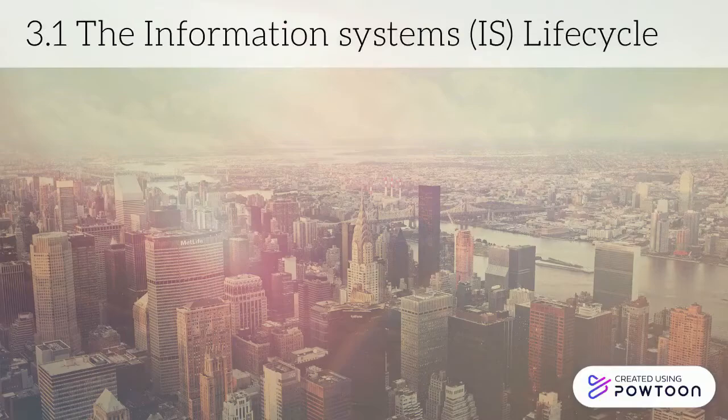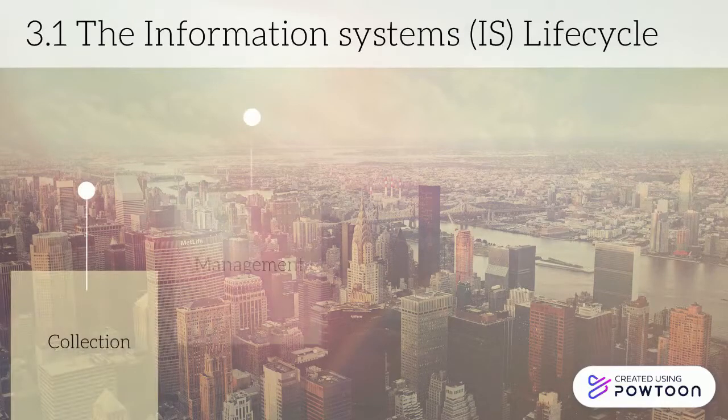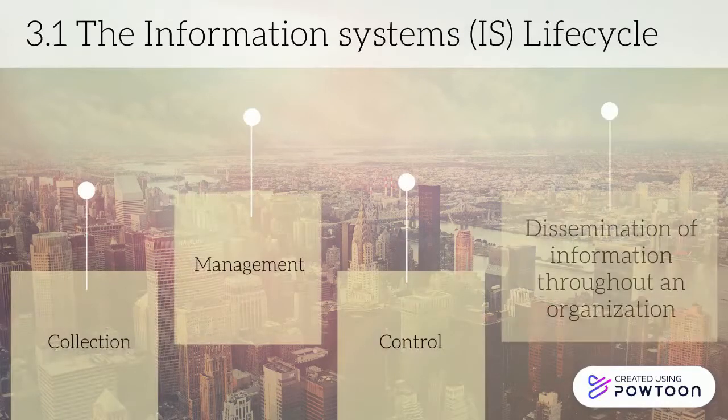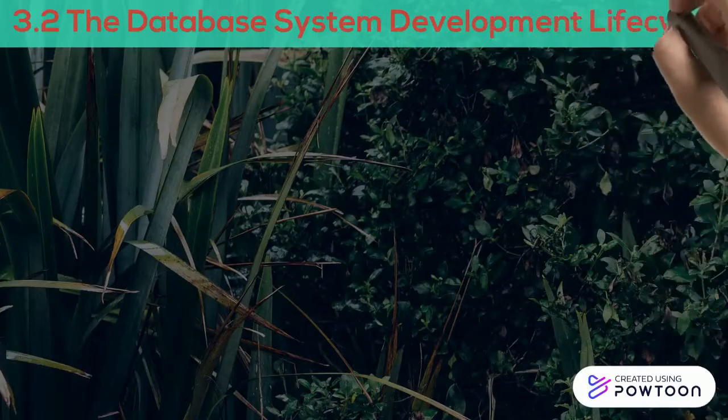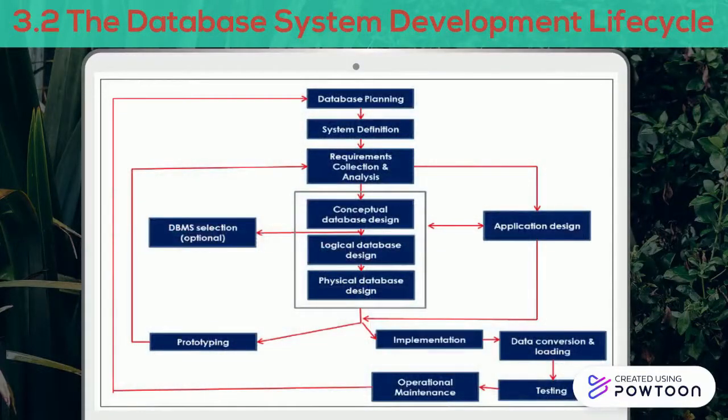Information system is the resource that enables the collection, management, control, and dissemination of information throughout an organization. The database system development life cycle has 11 stages, and here is the flow chart.